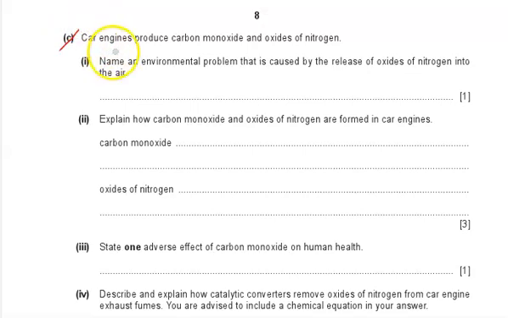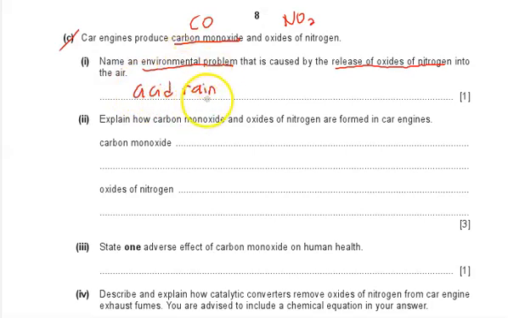Car engine produces carbon monoxide, CO, and oxides of nitrogen. It can be nitrogen dioxide. Name the environmental problem that is caused by the release of oxides of nitrogen into the air. So you will have acid rain. The most common answer for this type of question.